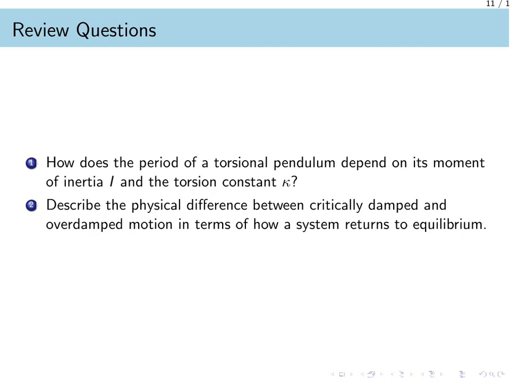Second, describe the physical difference between critically damped and overdamped motion. Specifically, if you were watching a system return to its equilibrium position, how would the timing and behavior differ between these 2 states? Reflecting on these will help solidify the mathematical and conceptual links we have explored today.